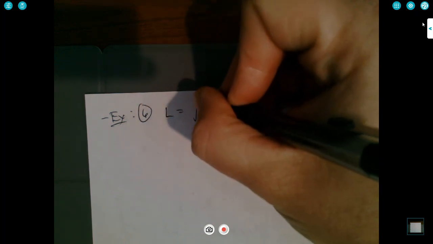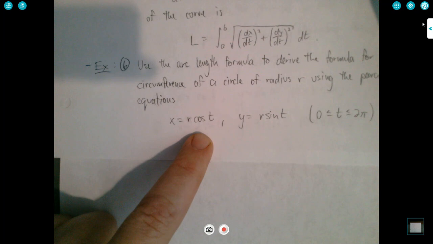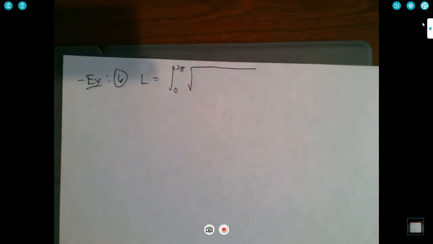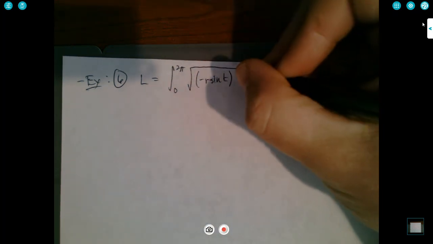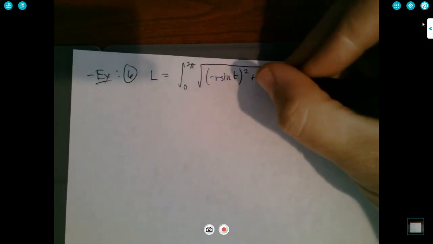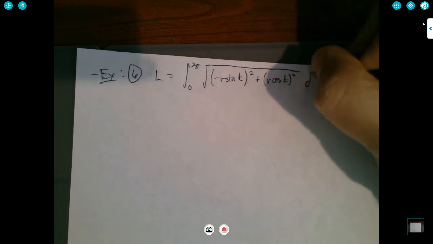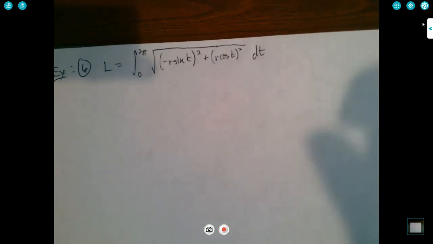So it's the integral from 0 to 2 pi of the square root of, well, what is dx/dt? dx/dt is going to be negative r sine t. So there's (dx/dt) squared plus dy/dt. What's dy/dt? It's going to be r cosine t, squared. Okay, and that's all there is to that.